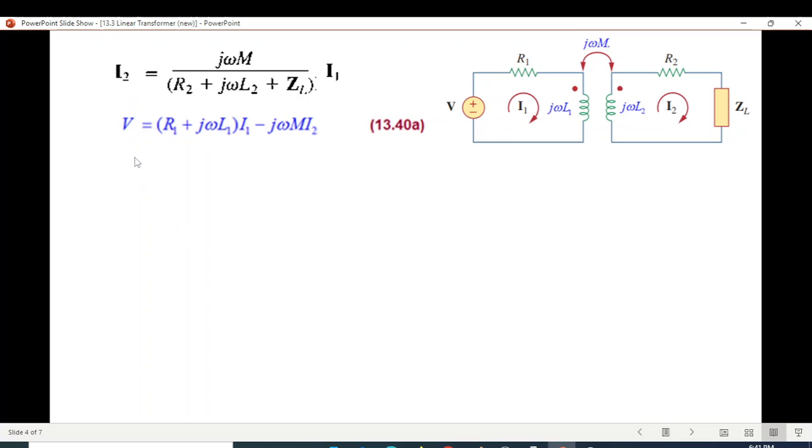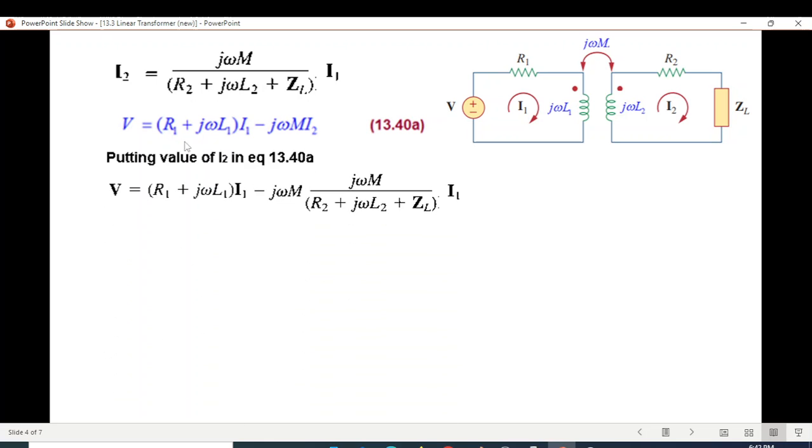So I2 is found, and we'll put the value of I2 in the first equation. This was the first equation. Putting the value, R1 plus j omega L1 times I1, and this I2 will be replaced by this value. So we have I1 here also. We'll take I1 common and take it to the left-hand side, so it will be V divided by I1, and whatever is left we write on the right-hand side: R1 plus j omega L1 and this term.